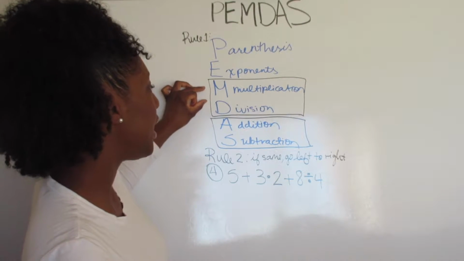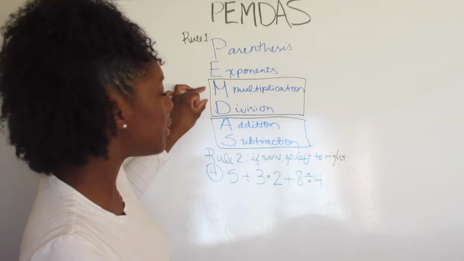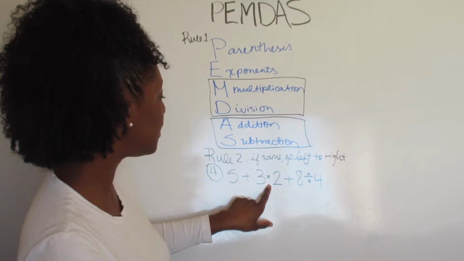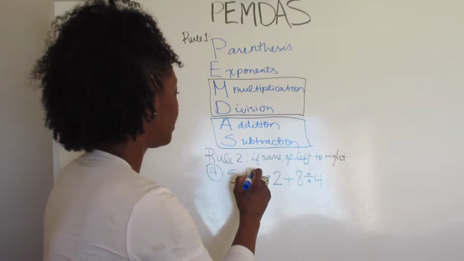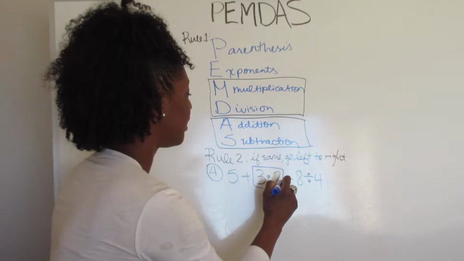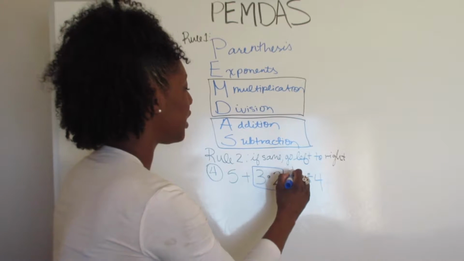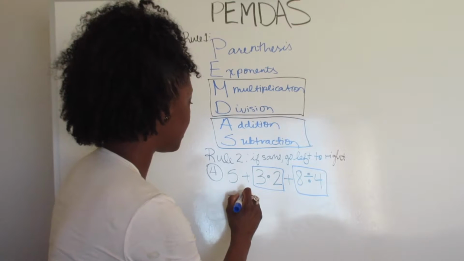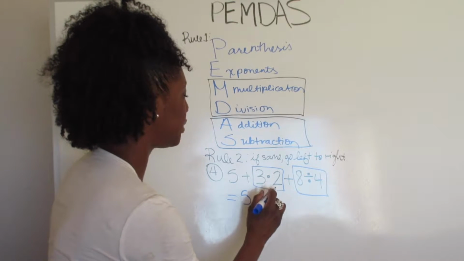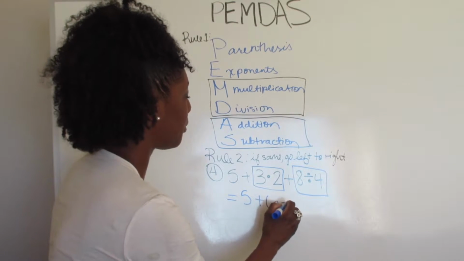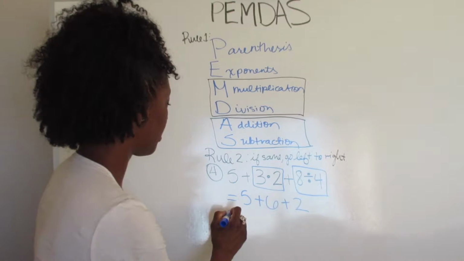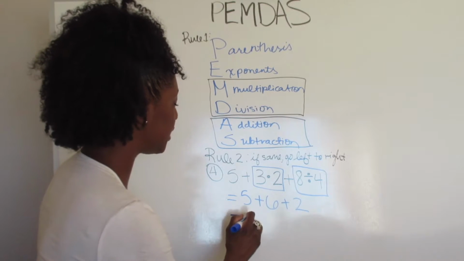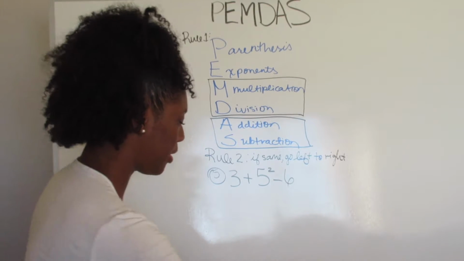Now we need to do anything that has multiplication or division. Well, let's see, here's the multiplication. So we need to do this. And then division, we need to do this. So that means 5 plus 3 times 2 is 6, plus 8 divided by 4 is 2. So that is 5 plus 6 equals 11, plus 2 is 13.